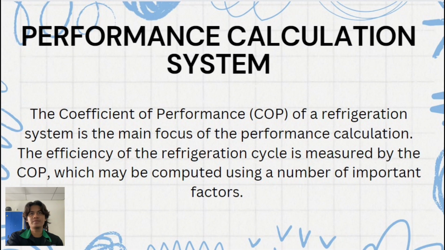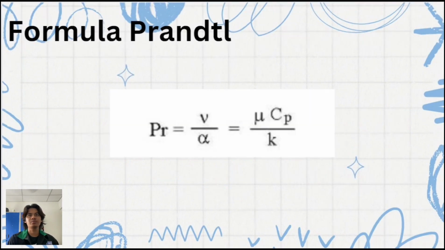The coefficient of performance, which is COP, of a refrigeration system is the main focus of the performance calculation. The efficiency of the refrigeration cycle is measured by the COP, which may be computed using a number of important factors. This is the Prandtl number formula.